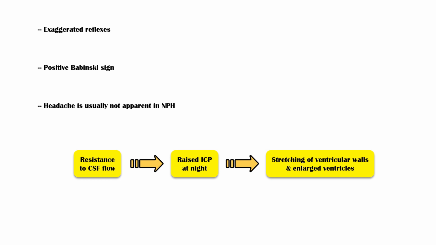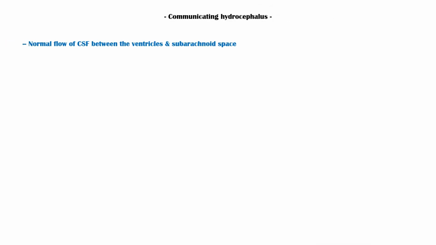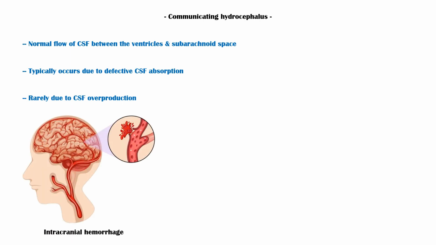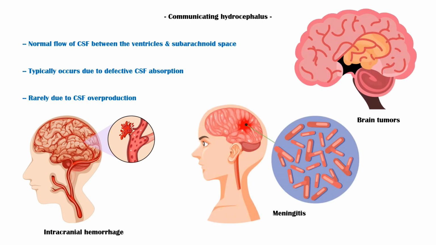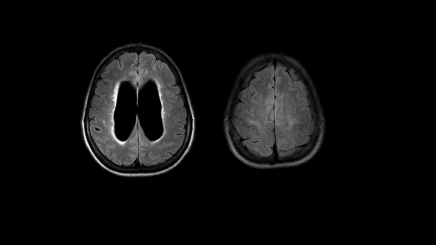In communicating hydrocephalus, there is a normal flow of CSF between the ventricles and the subarachnoid space. This condition typically occurs due to defective absorption of CSF into venous blood. Rarely, it can occur as a consequence of CSF overproduction. Major causes of communicating hydrocephalus include intracranial hemorrhage, meningitis, and brain tumors, which can damage arachnoid granulations and cause venous thrombosis, leading to venous drainage insufficiency and defective CSF absorption. Accumulation of CSF in the subarachnoid space leads to atrophy of surrounding brain tissue and deep white matter structures, and crowding of sulci, as you can see in this picture.